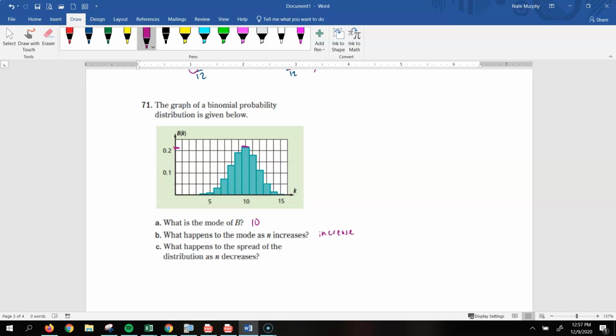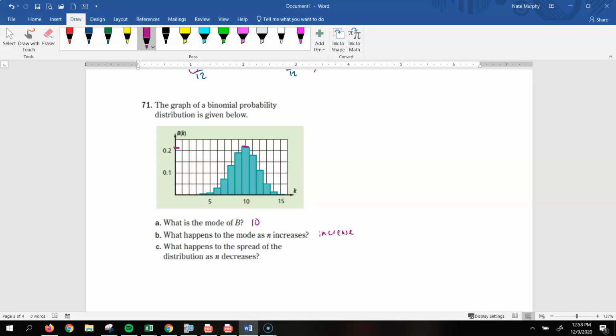What happens to the spread of the distribution as n decreases? Okay, so as n decreases, as the number of trials decreases, the spread decreases. So in other words, instead of being a nice curved line, or maybe even more flattened out, it's going to become more blocky. So the spread decreases, so it becomes more blocky. However you want to phrase that, that would be your answer for C.